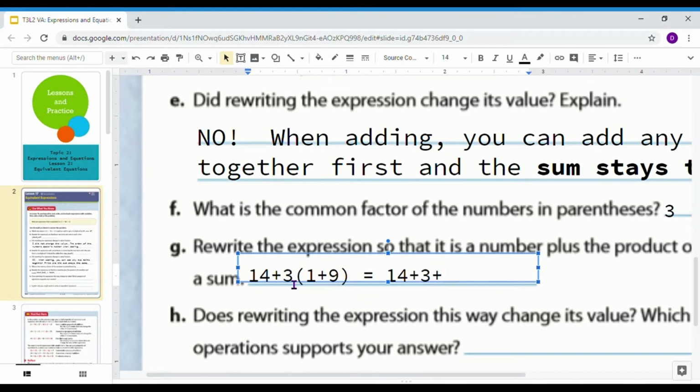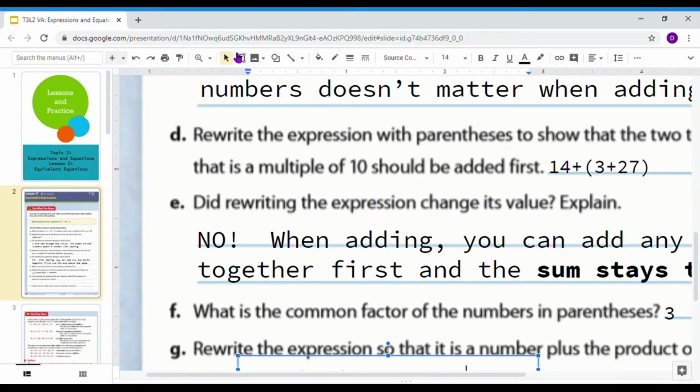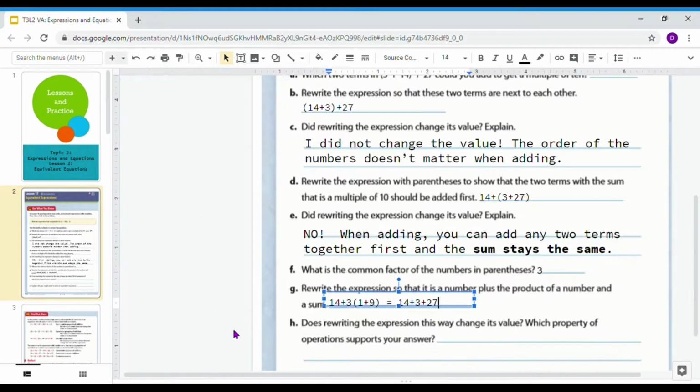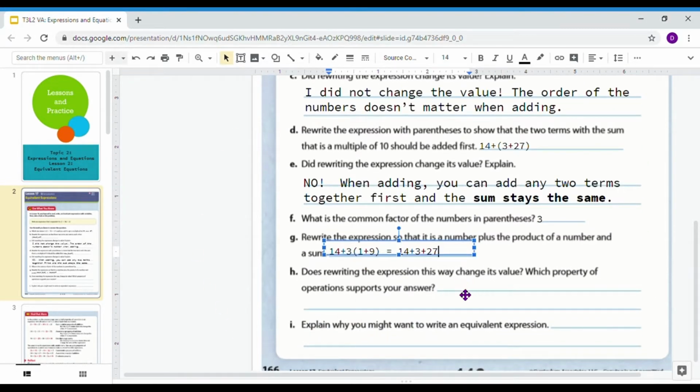Plus, and then what's 3 times 9? And that answer is 27. So I can see that if I write this problem this way, and then I do the distributive property, I can get right back to that same answer that I got in D. So let's use that information to write down the answer for H.